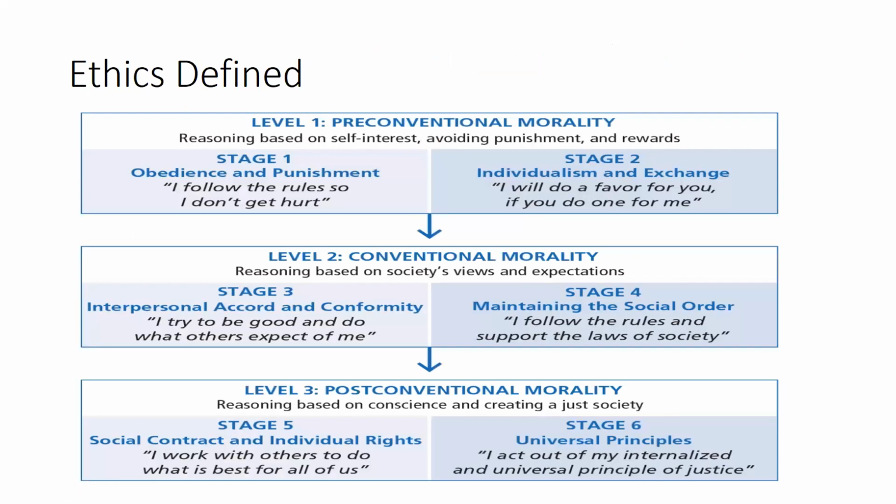This is out of Northouse's text, and basically we look at 3 different levels. Level 1 is the pre-conventional morality. Then there are 2 stages, stage 1 and stage 2, and I'm going to go through each one of these individually. Level 2 is your conventional morality, with stage 3 and stage 4. And then level 3 is the post-conventional morality, which is stages 5 and 6. I'm going to break down each one of these levels.